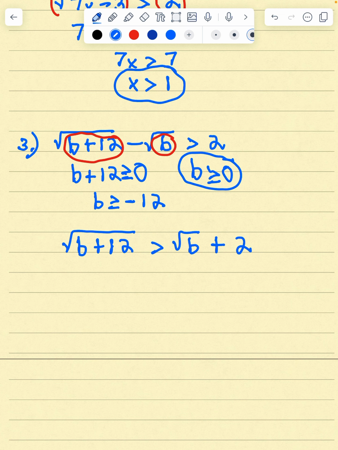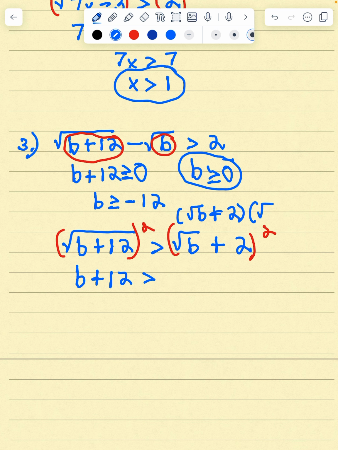I already have added the square root of b to both sides to isolate the square root of b plus 2. And like equations yesterday, I'm going to square both sides. That removes the radical on the left. On the right side, I either need to do FOIL or I need to use the shortcut. I'll use the shortcut, you choose.